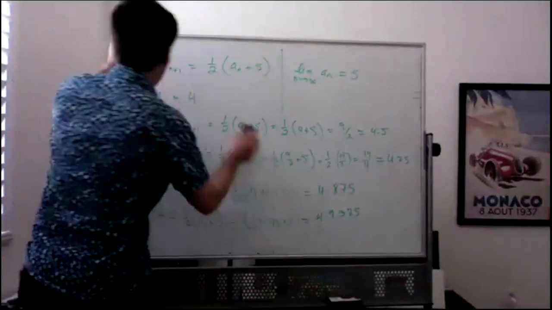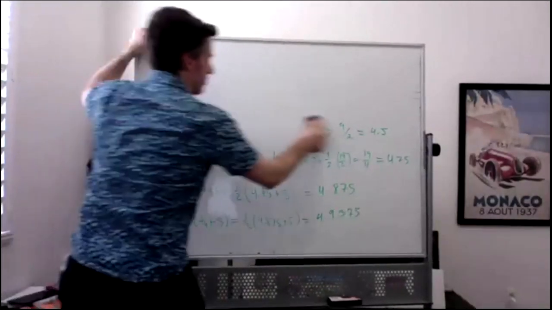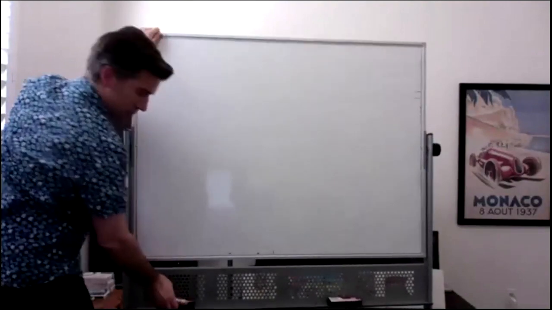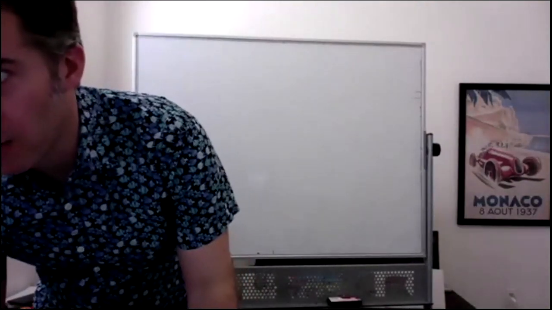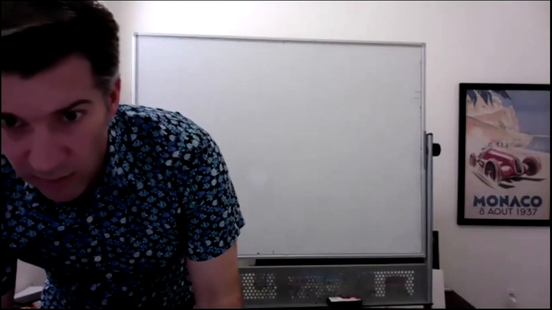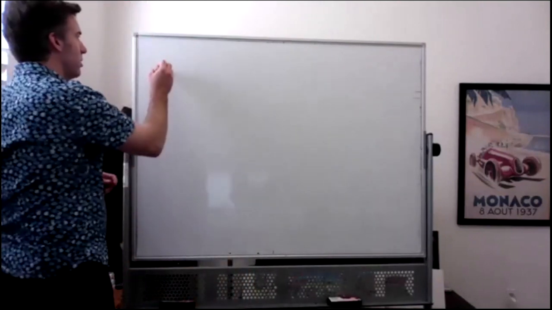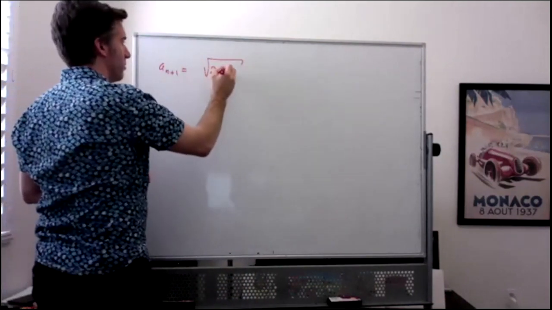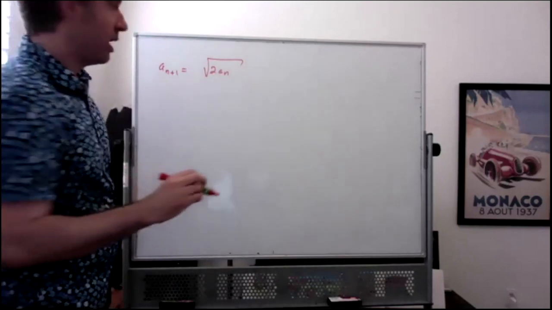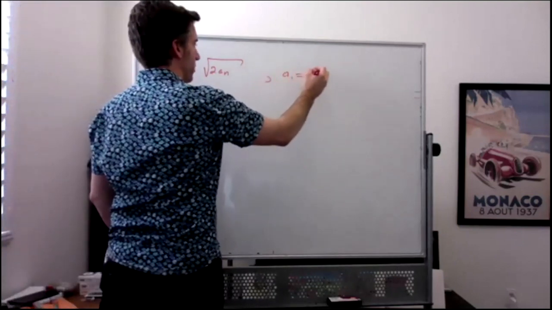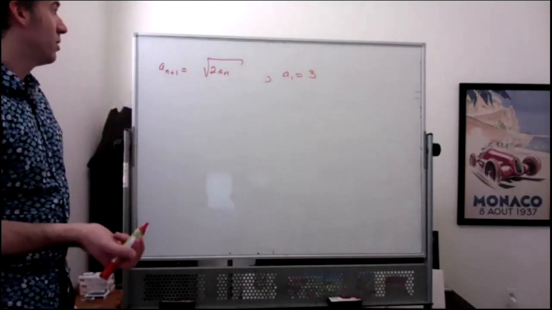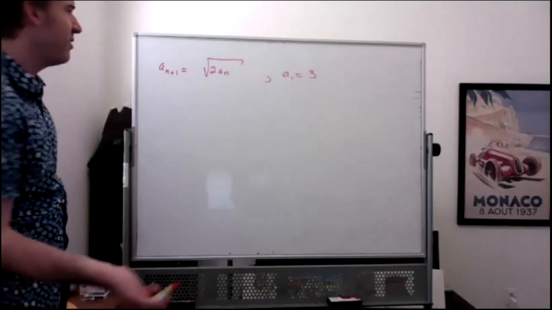For example, let's look at the following. A sub n plus 1 equal to the square root of 2 times a sub n, and we're starting with a sub 1 equal to 3. All right, so we can find some values. The values are kind of less nice to find.